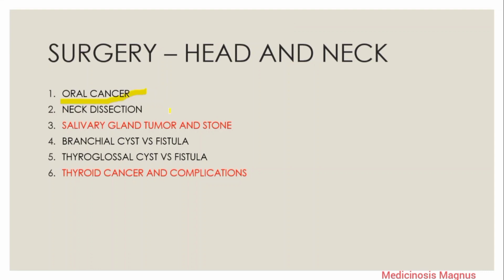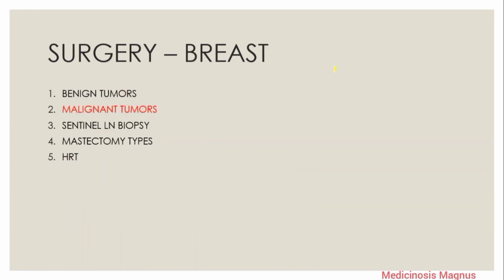And types of neck dissection, salivary gland tumors and stones, and thyroid cancers and their complications. This is very important, the different types of thyroid cancers. And for the breast, mainly the malignant tumors, and sentinel biopsies are asked recently.